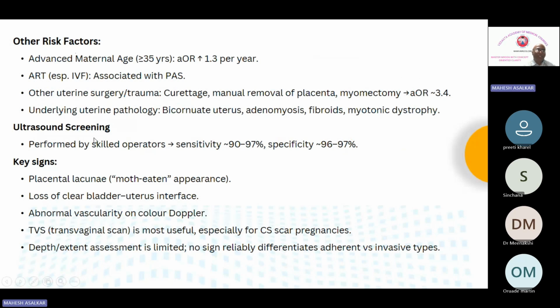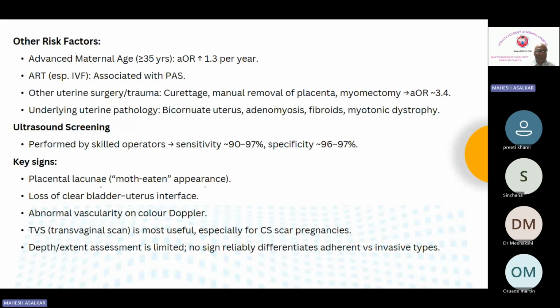Okay. Then ultrasound screening should be performed by skilled operators, with good sensitivity. Key signs for this are the placental lacunae. It shows a moth-eaten appearance, loss of the clear border at the uterus interface, and abnormal vascularity on color Doppler. Okay. TVS is most useful, especially for cesarean section scar pregnancies.